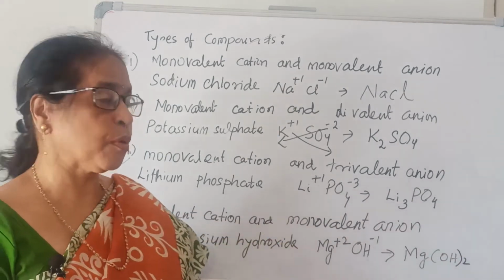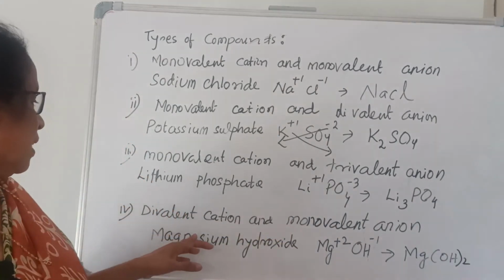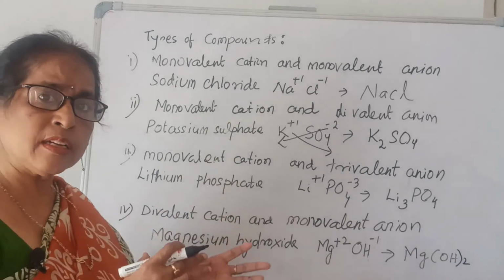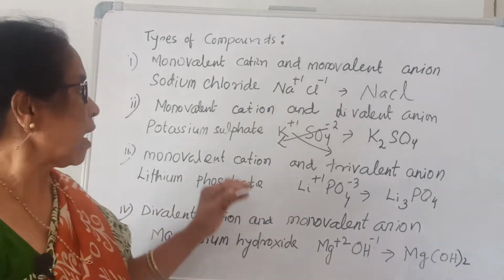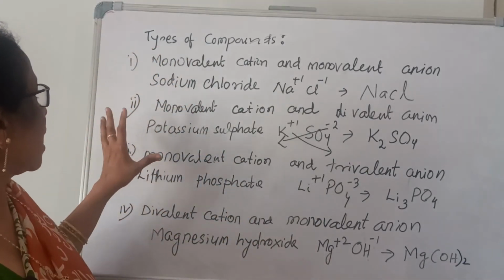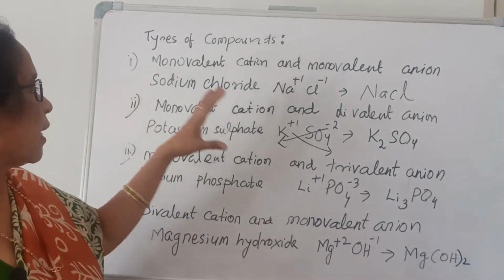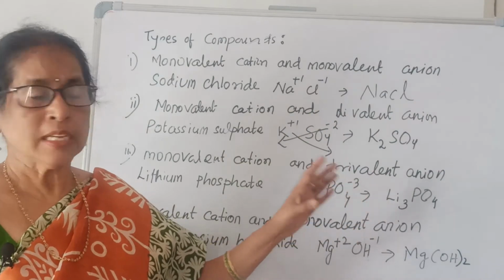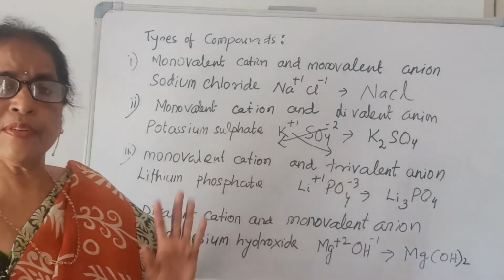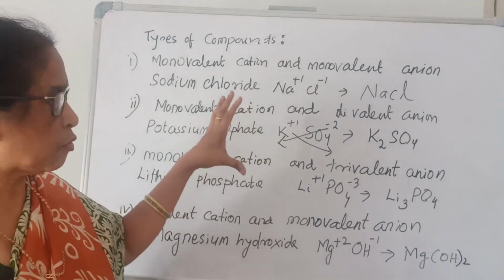Divalent cation and monovalent anion. Divalent cation means the cation should be positive 2. Up to here three examples I have given: monovalent cation and monovalent anion, monovalent cation and divalent anion, similarly monovalent cation and trivalent anion, completed. This is one part.